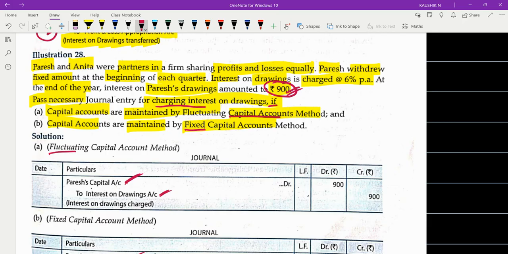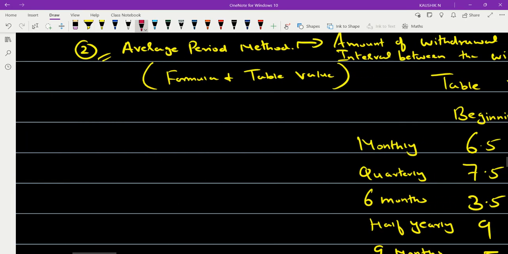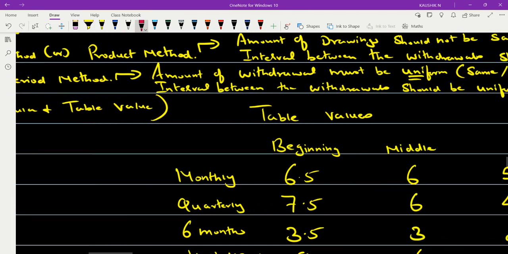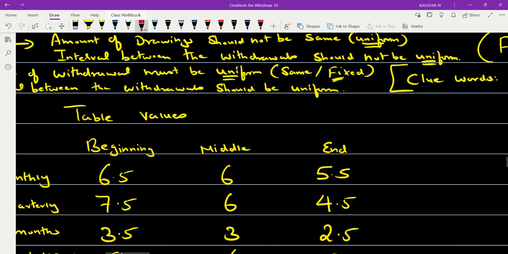You read the average period method. How do you come to the conclusion it's an average period method? How did you come to the conclusion very fast? It's an average period method. Your answer is right. Very good. It is mentioned as a fixed amount and it is mentioned at the beginning of each quarter. So you can see here the criteria we gave. The words are matching exactly: either same or fixed amount.